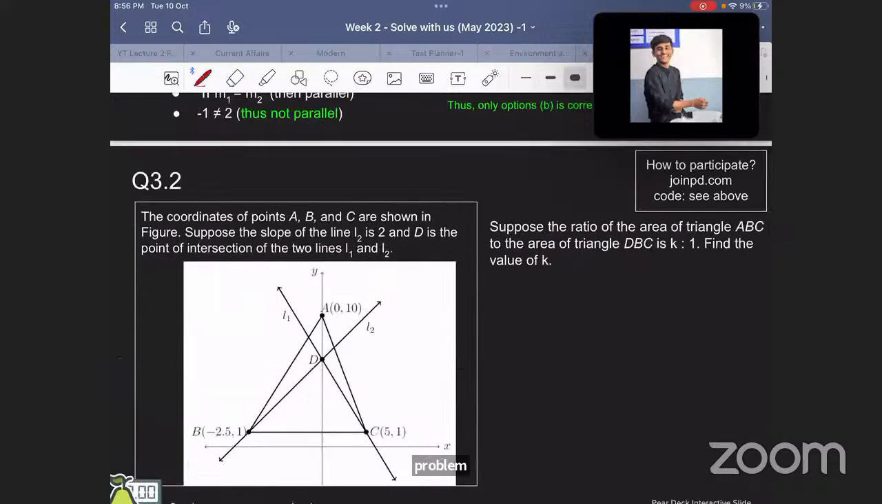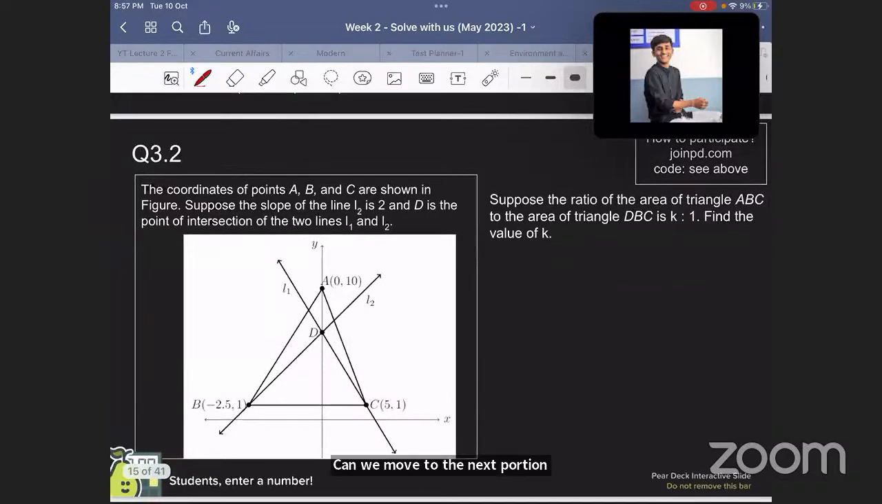So you have the same diagram. Now you have to calculate what? Suppose the ratio of the area of a triangle. Now you have everything, right? You have calculated D. What was the value of D?